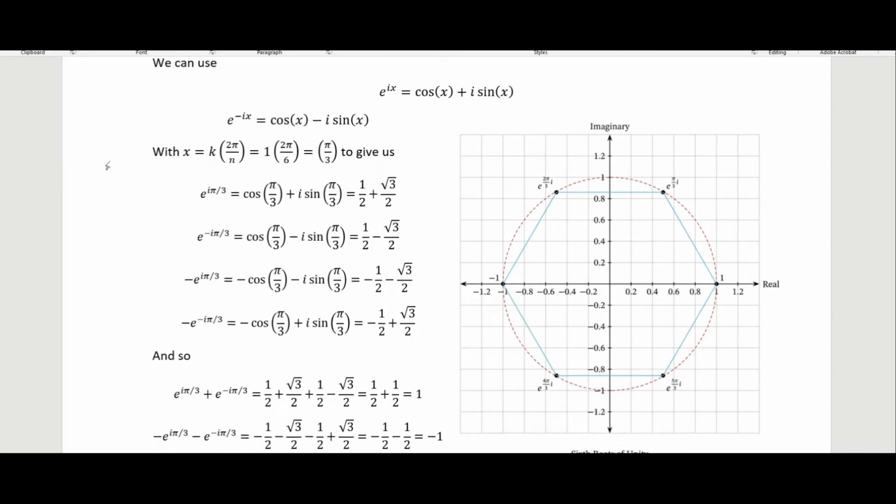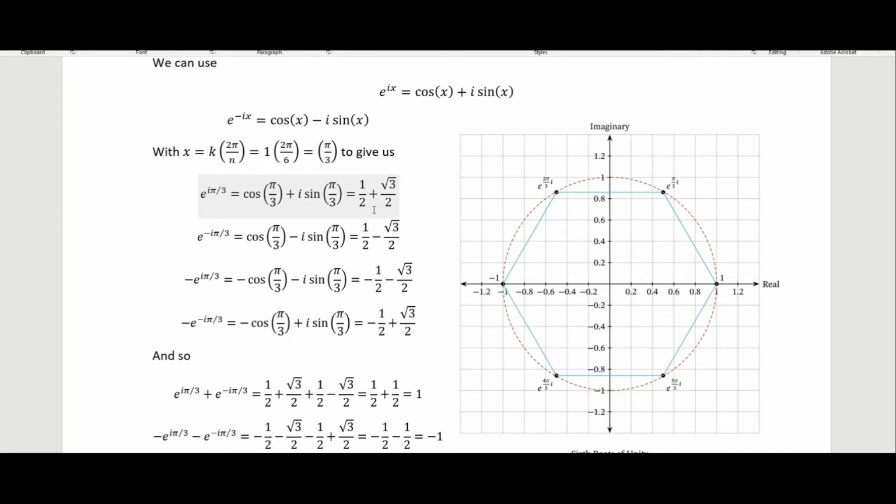All right, so we can use these complex exponentials here, which, if you remember, the Euler relationship is the cosine of x plus i times the sine of x. And so our x here is equal to k times 2 pi over n. If we have k just equal 1, it's 2 pi over 6, which simplifies to pi over 3. And so we have our e to the i pi over 3, e to the minus i pi over 3, and minus e to the negative i pi over 3.